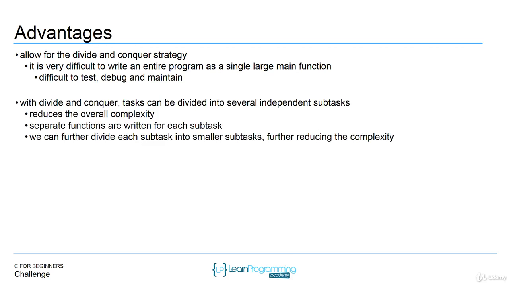Divide and conquer basically means that tasks can be divided into several independent subtasks. It reduces the overall complexity of the code. You can create separate functions for each subtask, and then you can even create more functions to divide the subtask into smaller subtasks. Each time you create these additional functions, it reduces the complexity.